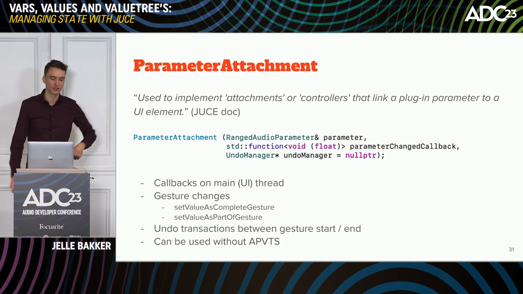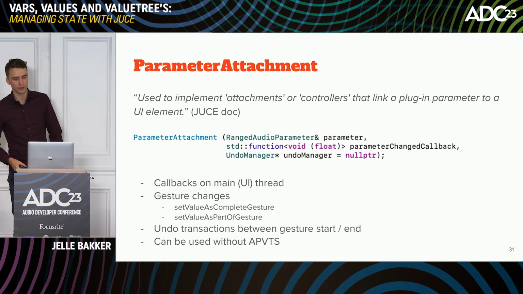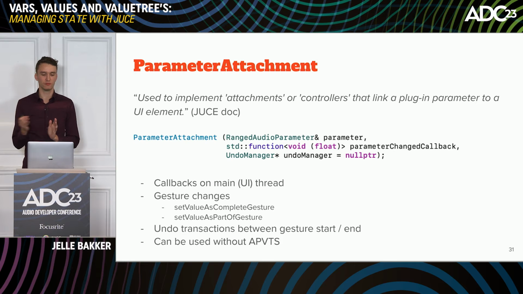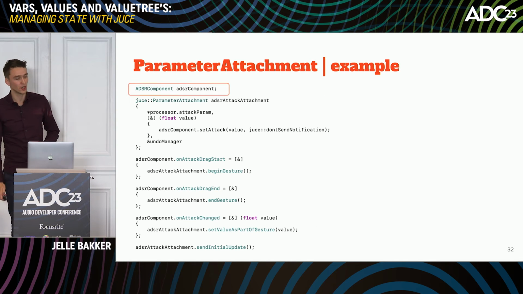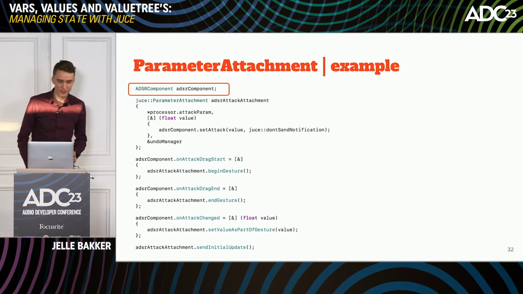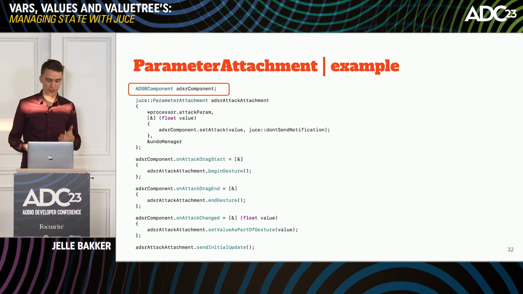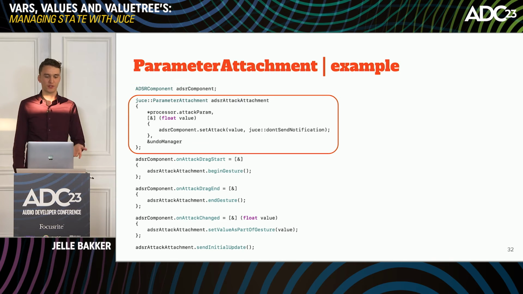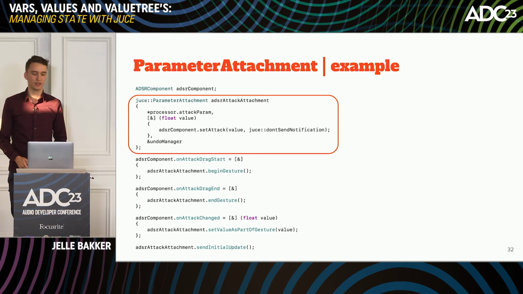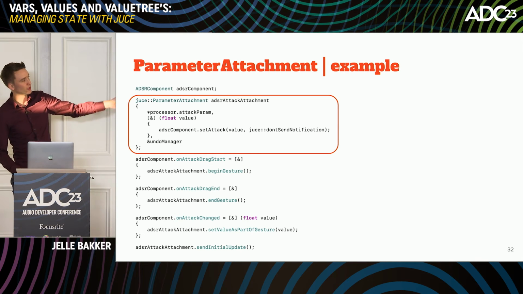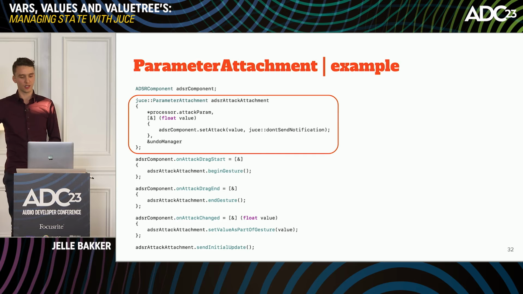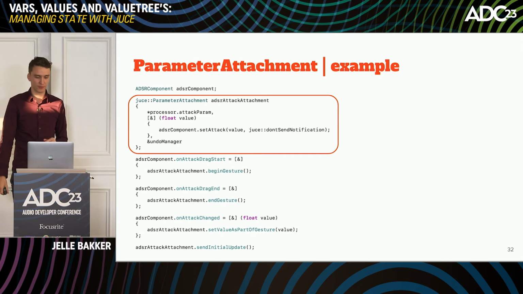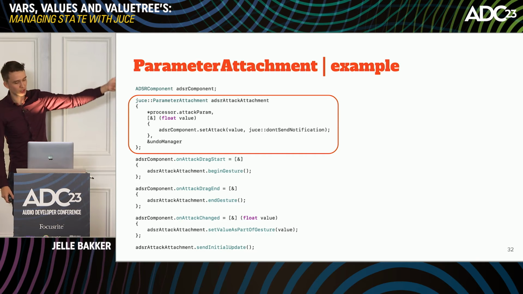If you don't like APVTS or it's too big a step to transition to using it, you could already start using these classes to make your connection between your parameters and your UI very neat. So, quick example. I have some imaginary ADSR components that I want to attach to a parameter. The example is you want to just attach the attack parameter. So you create your parameter attachment, you pass in your attack parameter, and then there's a lambda that's going to be executed when the value changes, either from your DAW or maybe from a state update or something. So we'll update the UI when the attack changes.